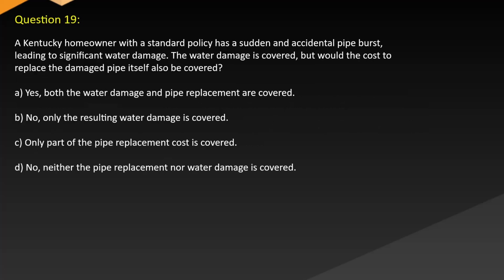Question 19. A Kentucky homeowner with a standard policy has a sudden and accidental pipe burst leading to significant water damage. The water damage is covered, but would the cost to replace the damaged pipe itself also be covered? A. Yes, both the water damage and pipe replacement are covered. B. No, only the resulting water damage is covered. C. Only part of the pipe replacement cost is covered. D. No, neither the pipe replacement nor water damage is covered.